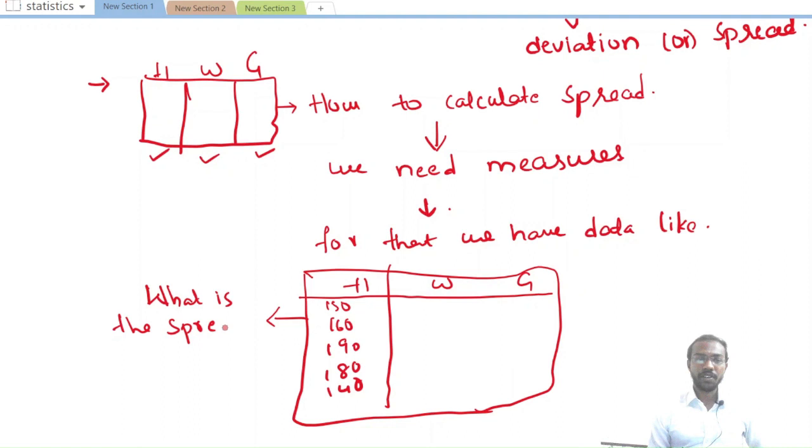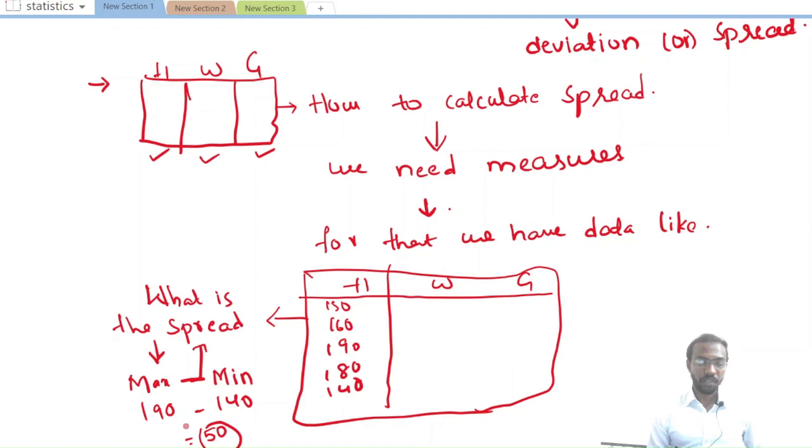Yes, we can say. How? Because when we find the maximum value and minimum value in our data, the difference between these two is nothing but the spread. Here the maximum value is 190 and the minimum value is 140. The difference between them is 50. So 50 is the spread for this data.